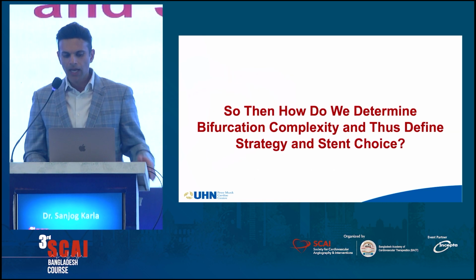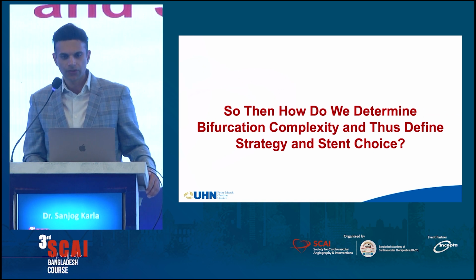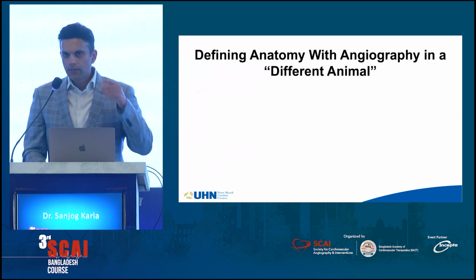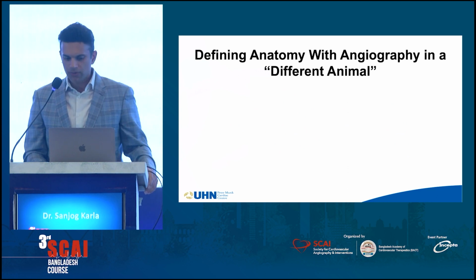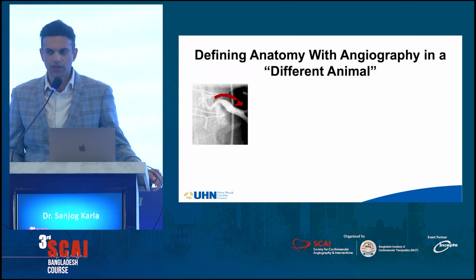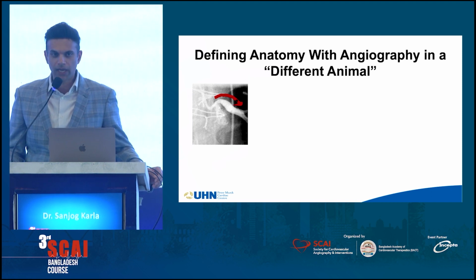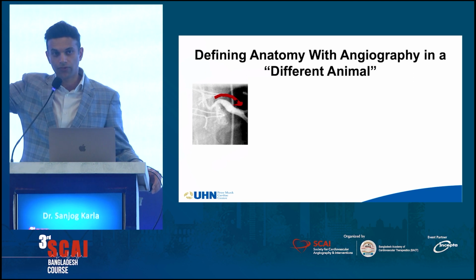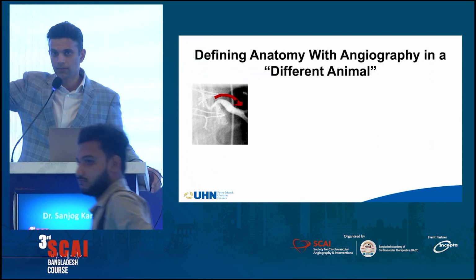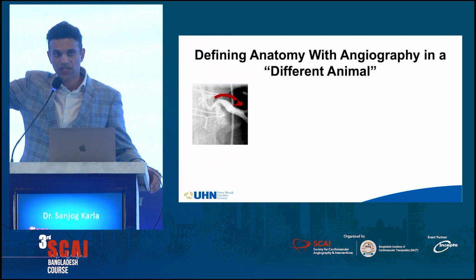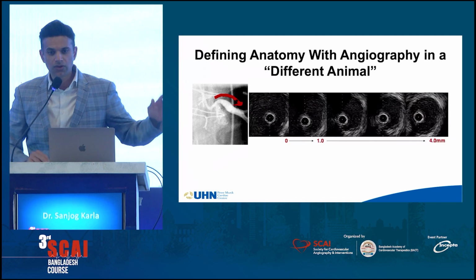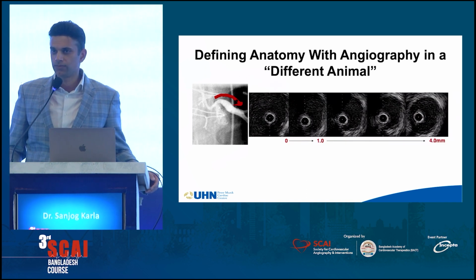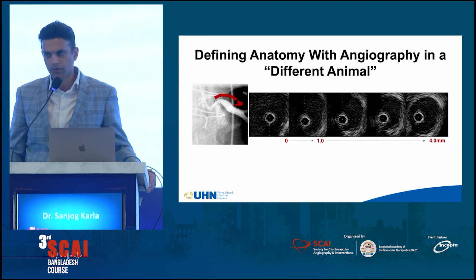But how do we then determine bifurcation complexity and thus define your strategy and stent choice? Well, the problem with the left main is that it is a different animal. So let's look at this left main. What's the severity of the stenosis? Looks pretty bad at the ostium, right? Who would, just for a show of hands, say this is a 50% stenosis in the left main? Justifies treatment, right? 60%. 70? 80? How about 0? Because this is a completely normal left main coronary artery. And this is the problem, right?